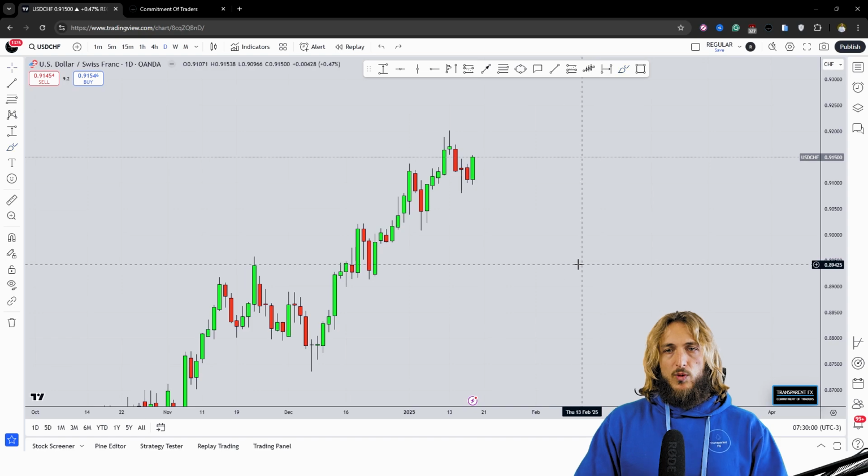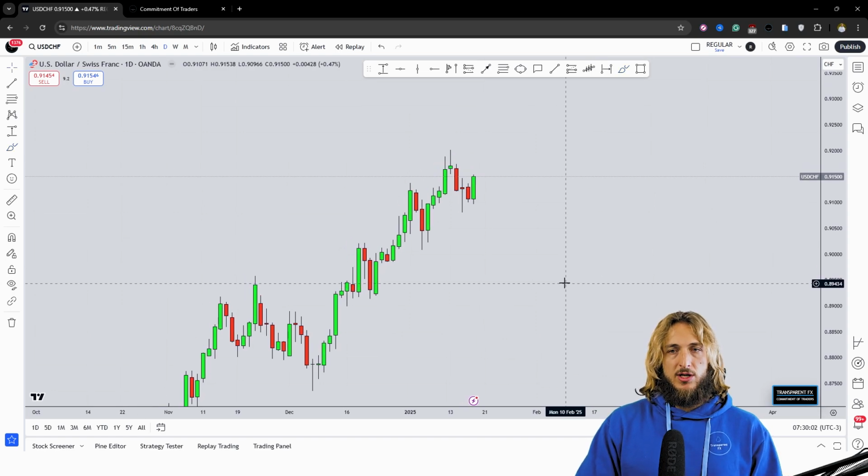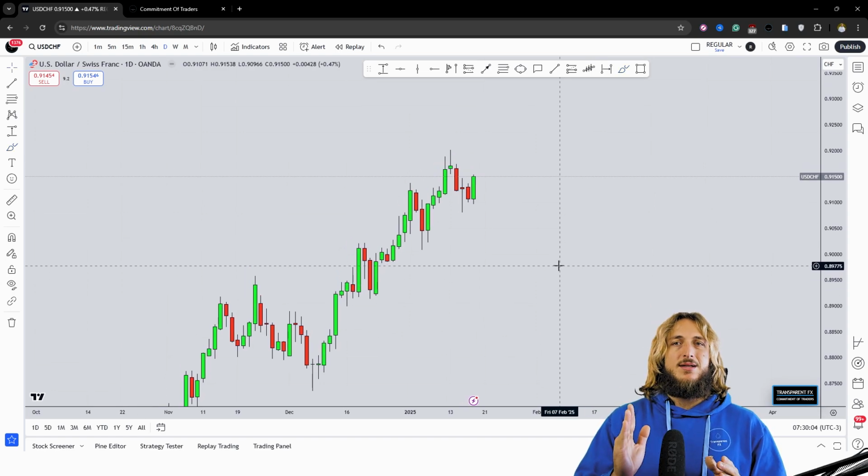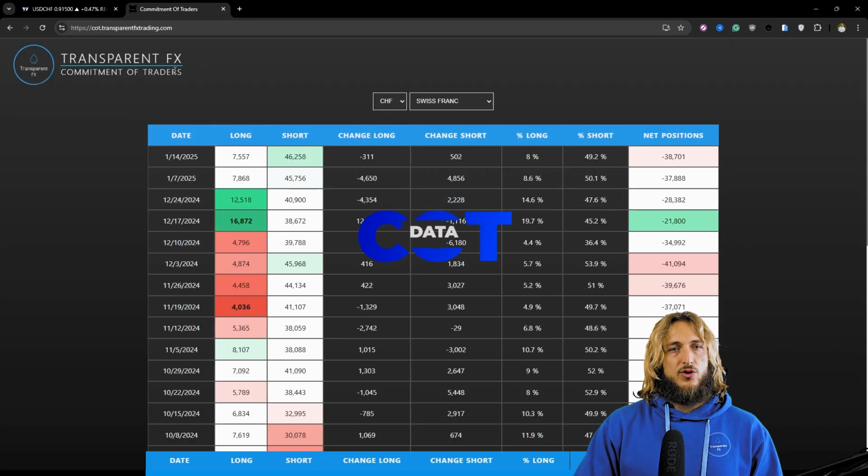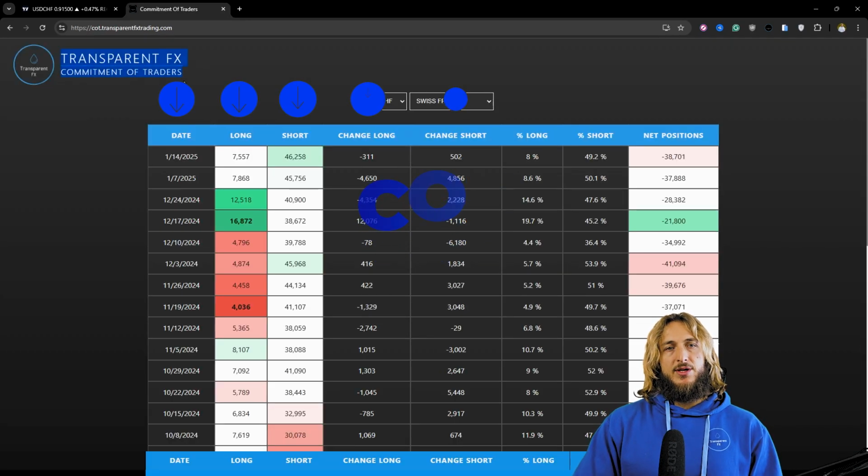But at the moment, what kind of structure and price action has the market been creating? Well, before we dig deeper into what we have, first, let's go and see what we have when it comes to the commitment of traders. So what the big players in the market are doing precisely for the CHF.